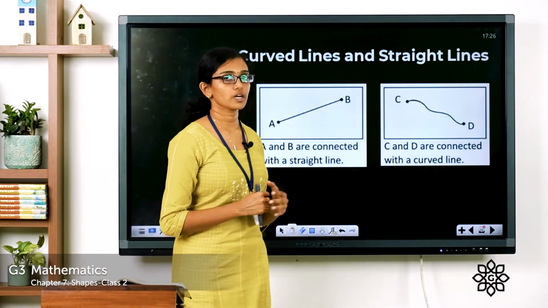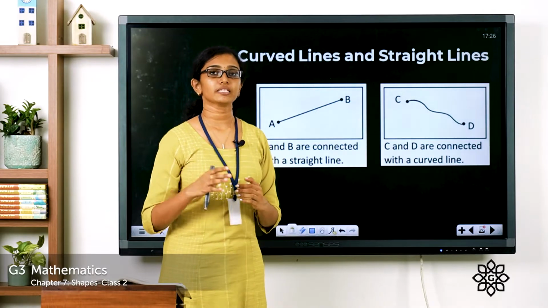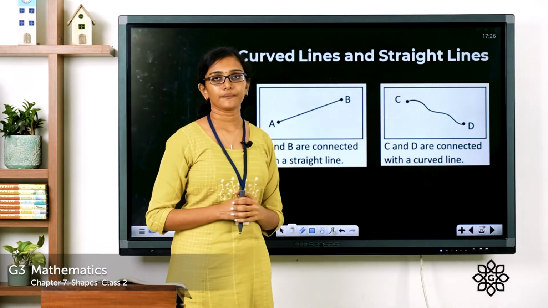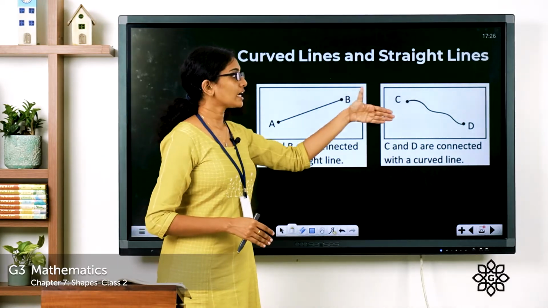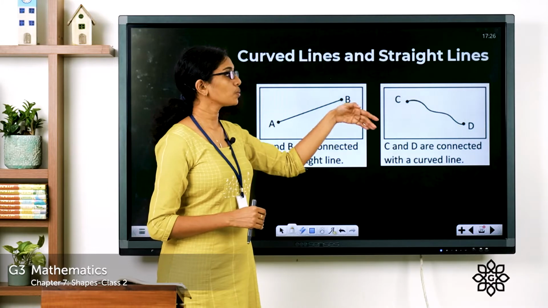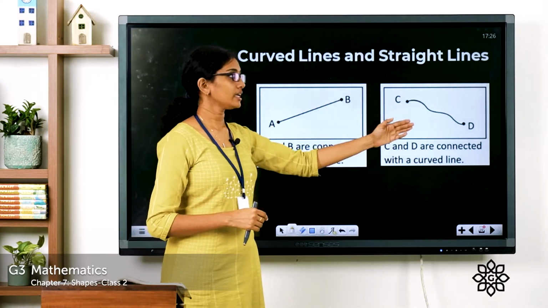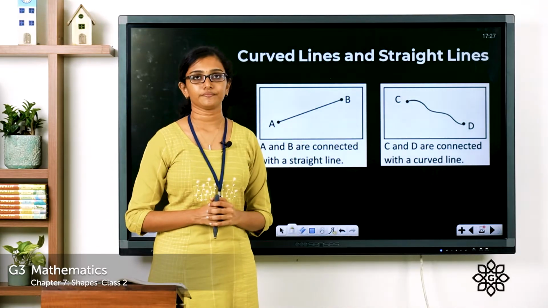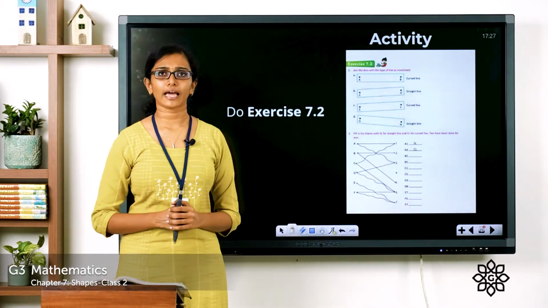And in the second picture, you can see 2 dots or 2 points C and D, and you can see a path or line connecting C and D. And is that line even? No, it is an uneven line and it has got wiggles on it. So such an uneven line between 2 points or 2 dots is called a curved line. Clear? Now, we will do one activity.